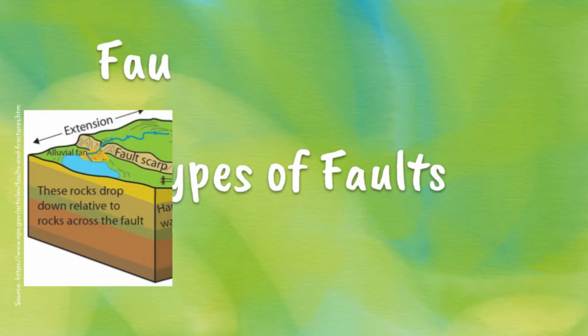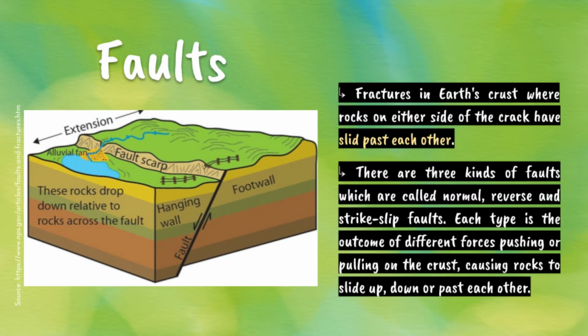Types of faults. Boundaries between tectonic plates are made up of a system of faults. Faults are fractures in Earth's crust where rocks on either side of the crack have slid past each other. There are three kinds of faults which are called normal, reverse, and strike slip faults. Each type is the outcome of different forces pushing or pulling on the crust, causing rocks to slide up, down, or past each other.